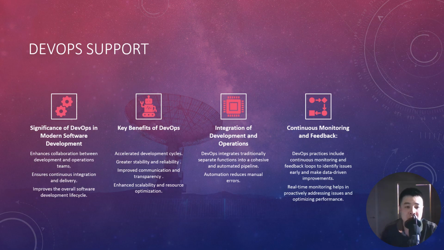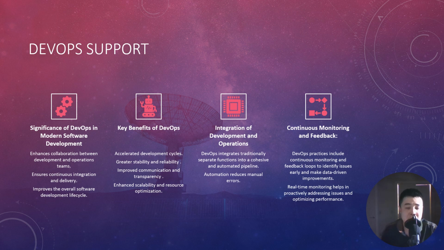Next, slide 8 focuses on the significance of DevOps in modern software development. DevOps, short for Development and Operations, is a crucial approach that enhances collaboration and efficiency throughout the software development lifecycle. In today's software landscape, DevOps plays an important role by fostering collaboration between the development and operational teams. It breaks down the traditional silos and ensures that both sides work in harmony. This collaboration results in a streamlined and efficient development process.